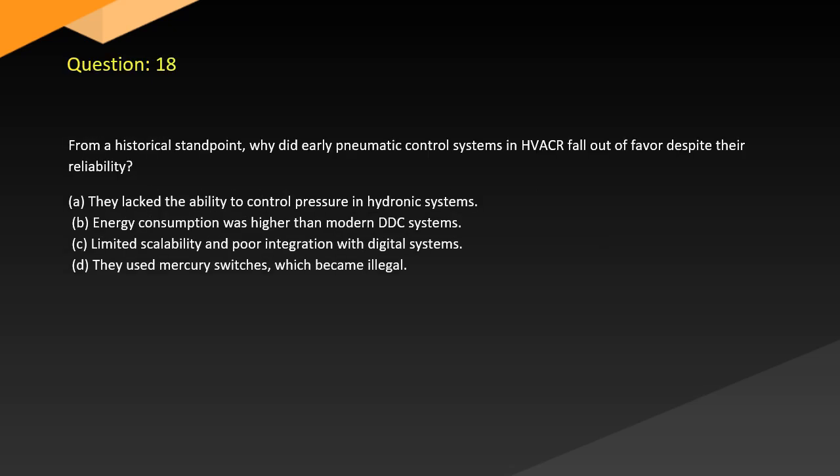Question 18. From a historical standpoint, why did early pneumatic control systems in HVACR fall out of favor despite their reliability? A. They lacked the ability to control pressure in hydronic systems. B. Energy consumption was higher than modern DDC systems. C. Limited scalability and poor integration with digital systems. D. They used mercury switches, which became illegal.